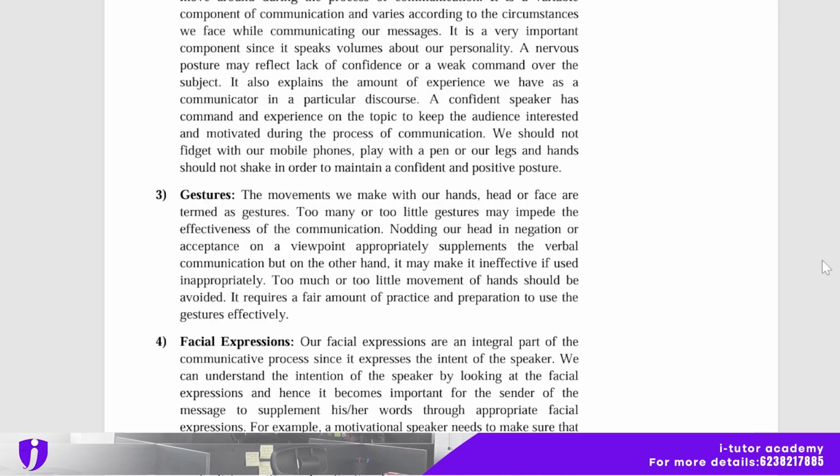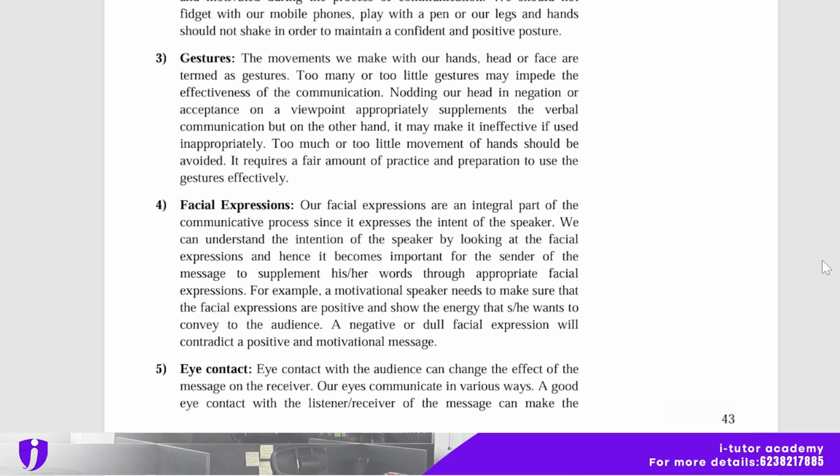Okay, so next is facial expression. Our facial expressions are an integral part of the communicative process since they express the intent of the speaker. We can understand the intention of the speaker by looking at the facial expression, and hence it becomes important for the sender of the message to supplement his or her words through appropriate facial expression.